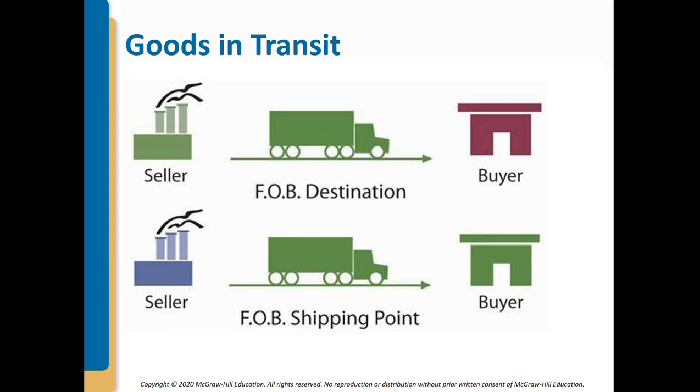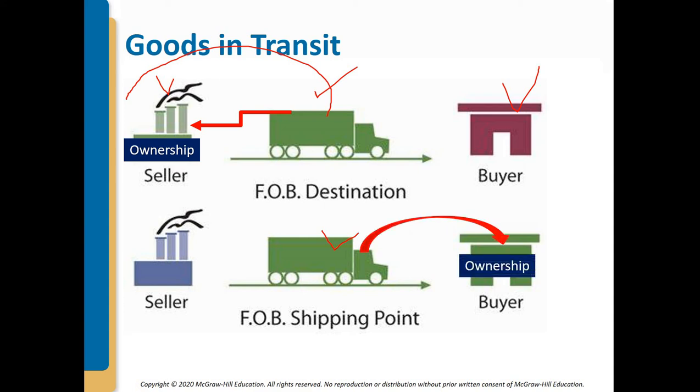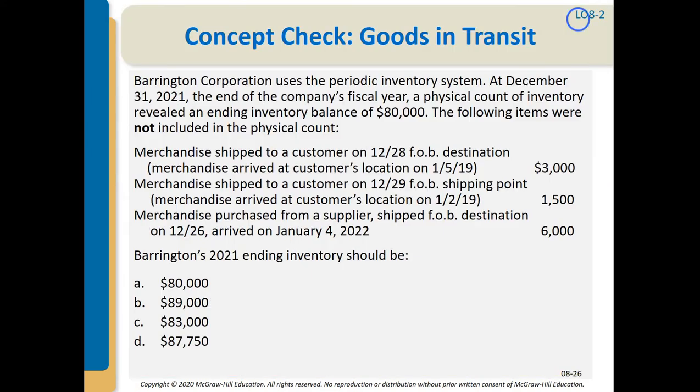Let's have another example. Here is the seller, here is the buyer. This is the free on board destination. In this case, these are the goods in transit. The ownership of these goods goes to the seller in the case of destination. And in the case of free on board shipping point, the ownership goes to the buyer. So these goods are owned by the buyer in the case of free on board shipping point. These are the examples.